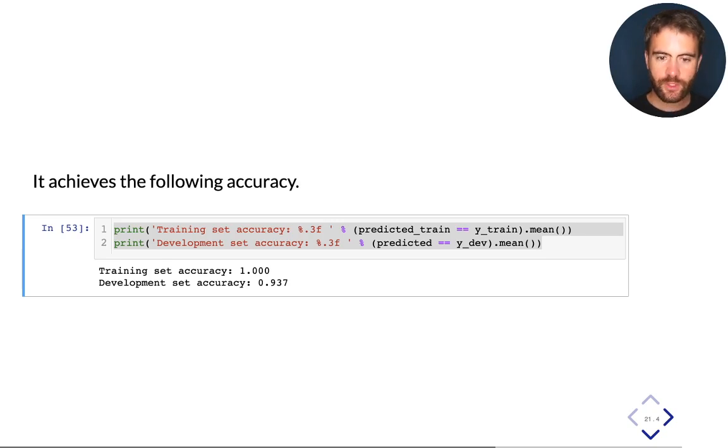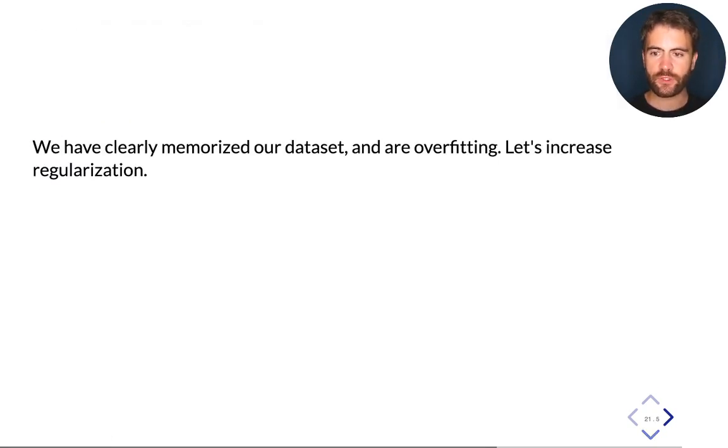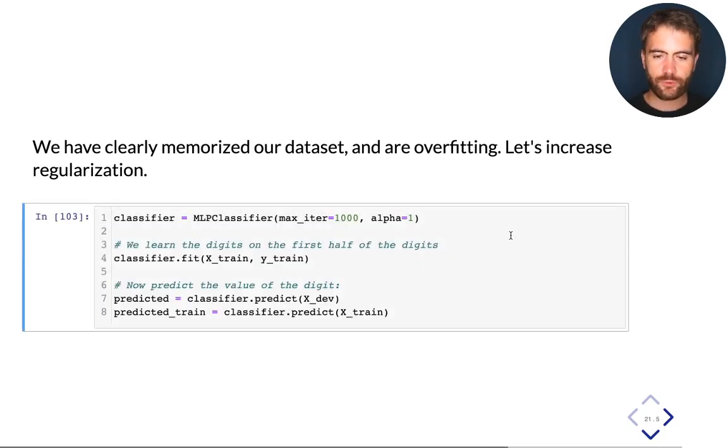In scikit-learn, there is a way of adding regularization to this model. Scikit-learn supports adding L2 regularization, and this is what I'm going to do here. Alpha is the L2 regularization strength parameter. I'm going to turn it on and set it to 1. And now I fit a second model, and I compute its predictions on both the development and the training set.